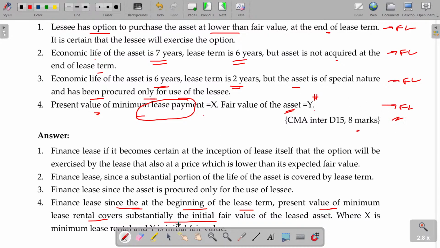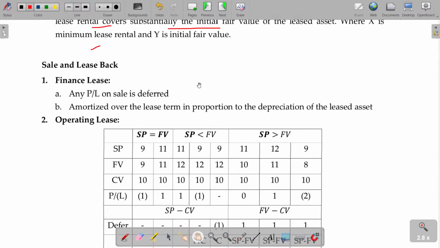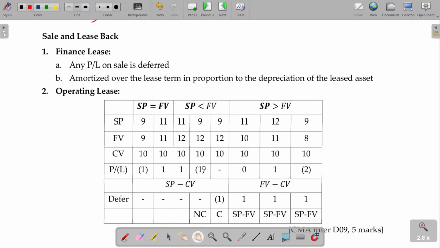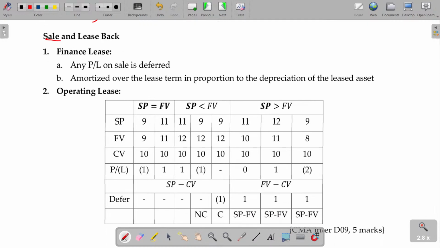Anyhow, what is called minimum lease rental and all, we'll discuss along with the finance lease concept. Especially this question, sale and lease back, you can very often expect in your examination. This question was asked very often. In case of finance lease, in case of operating lease, how can we treat? I will finish up these two here itself. In case of finance lease, any profit or loss on sale is deferred and amortized over the lease term. This is about the sale and lease back related to the finance lease.